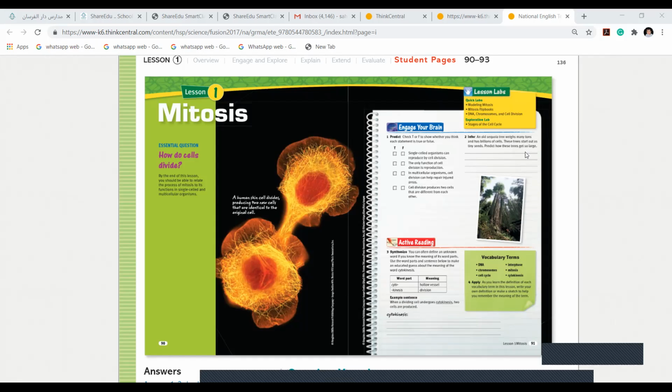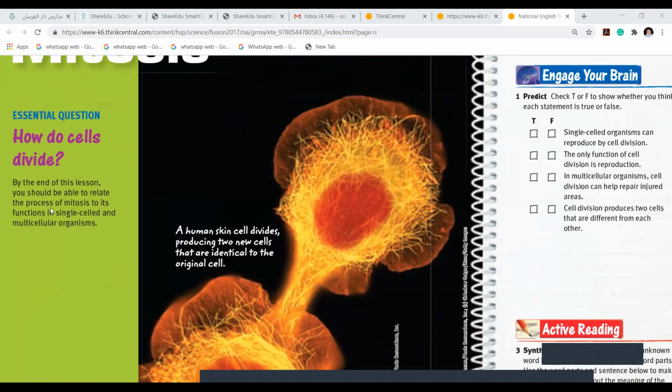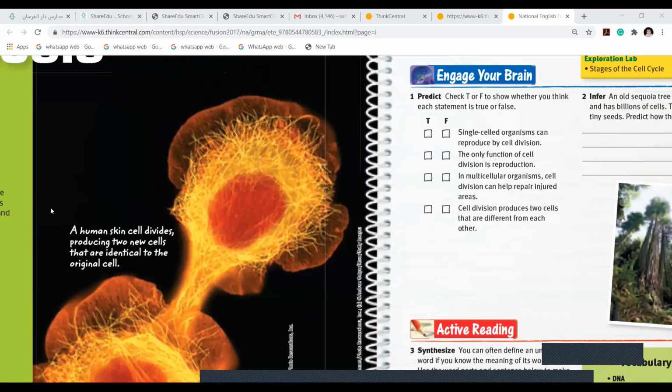So now, in this lesson, there are two types of cell division. You know that cells divide in my body. Cells have to divide in a living organism, either a plant or an animal, especially multicellular, that is eukaryotes. Either by mitosis or by meiosis. So how do cells divide? By the end of this lesson, you should be able to relate the process of mitosis in single-celled and multicellular organisms.